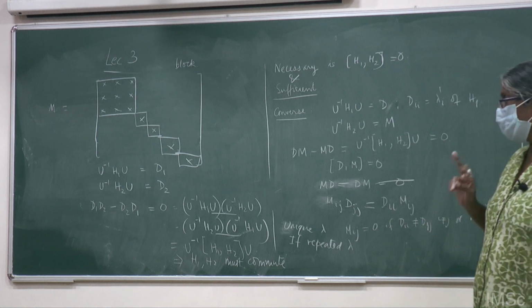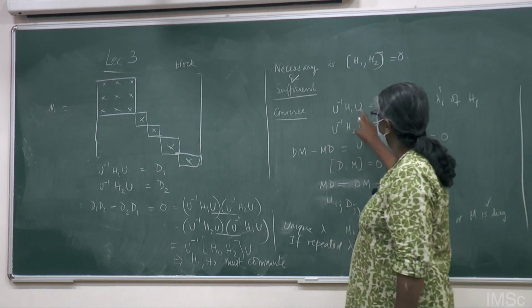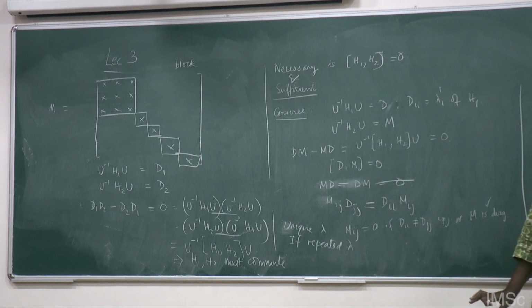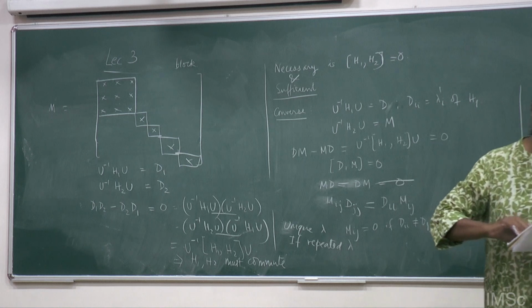So if H1 and H2 commute, this is the necessary and sufficient condition for them to be simultaneously diagonalized by a single unitary matrix U. Is it okay? Okay.